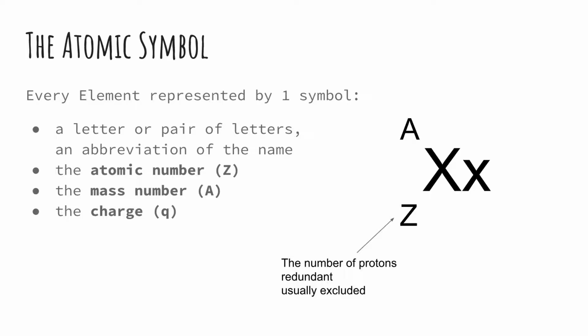Next up, we have the mass number, A. It represents the total number of protons and neutrons contained in the nucleus. So, if your isotope has 6 protons and 6 neutrons, then the mass number would be 12. If it has 6 protons and 8 neutrons, then the mass number would be 14. Now, the mass number changes in a way that the atomic number doesn't, because you have different isotopes of each element.